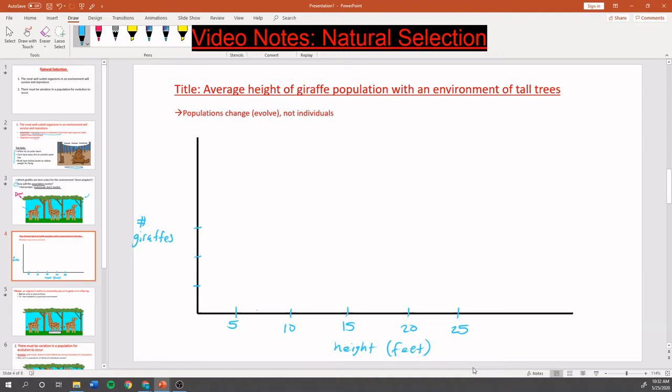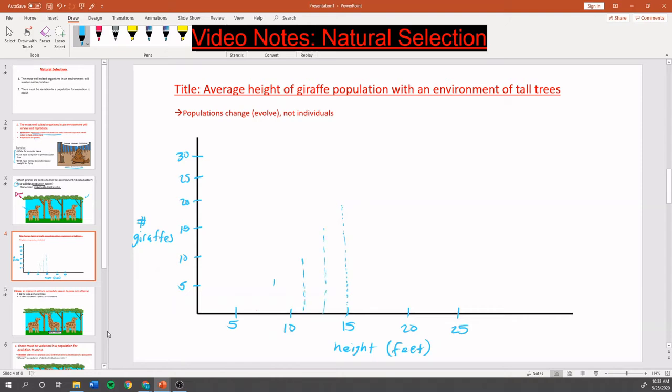5, 10, 15. And now I'm just making a scale for number of giraffes. So let's say that's 5 giraffes, that's 10 giraffes, that's 15 giraffes, 20, 25, 30 giraffes. Okay, so let's say, and I'm just going to make this up, that the average height is 15. So let's say there are 20 giraffes. So you look across, right? Look across right there. Let's say those 20 giraffes are the average.